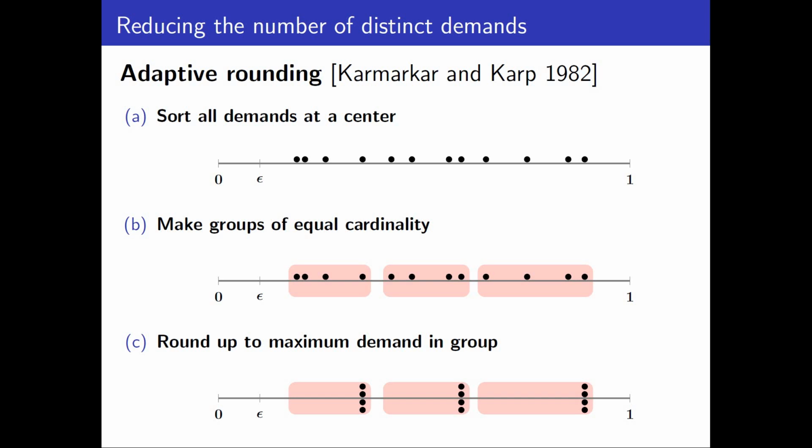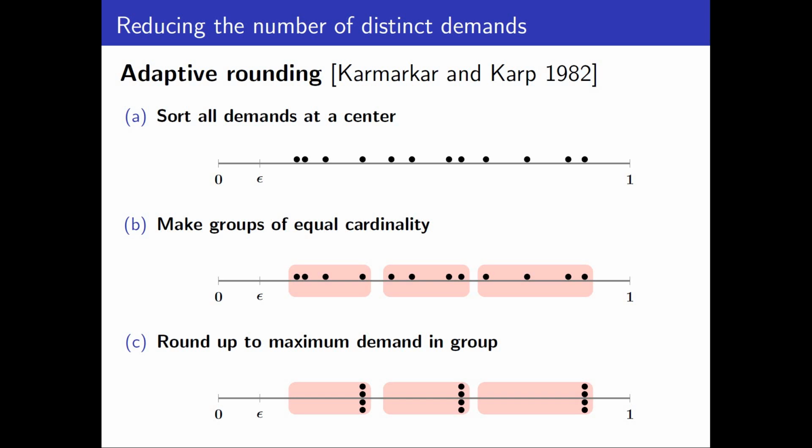Now we reduce the number of distinct demands at each location. We apply the adaptive rounding technique introduced by Fernandez de la Vega and Lueker in the context of designing an approximation scheme for bin packing.